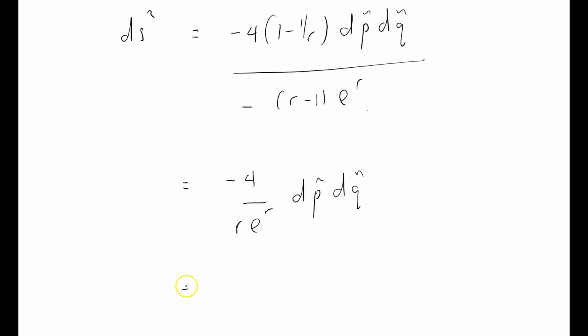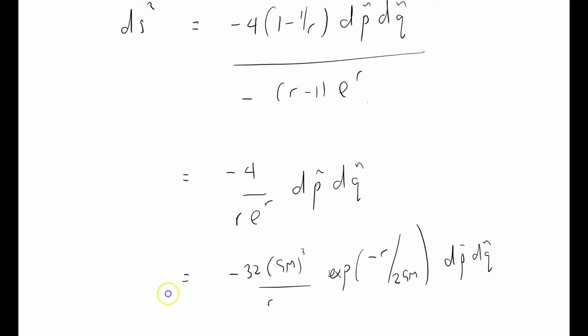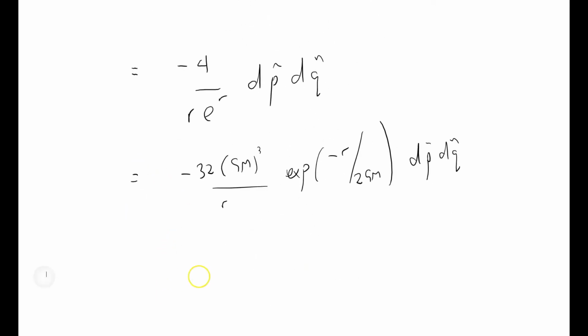You normally see this written as minus 32 GM cubed over r times exp of minus r over 2GM dp hat dq hat. But of course I'm using my nice units in which G and M just don't figure at all. Let's just go back to this formula here again. We've got minus 4 over r e to the r dp twiddle dq twiddle.